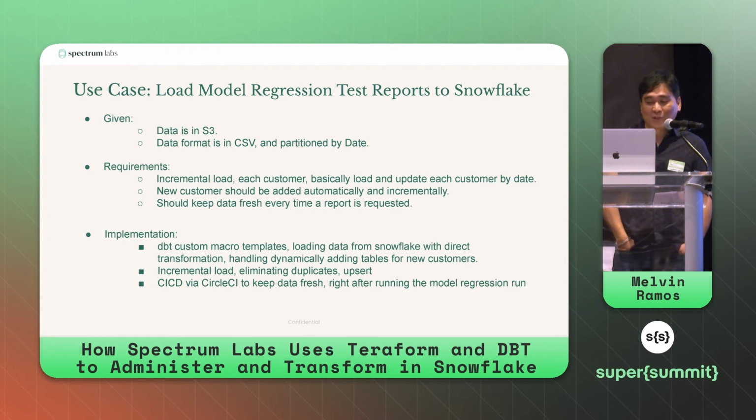So these are the requirements from one of our users. She needs the data loaded for each customer, automatically loaded once the report is run, and incrementally for some of the reports that she needs, right? So again, like I said earlier, we used the DBT macro templates, Snowflake, all the direct transformation and whatnot, and incremental loading. We use the merge command from Snowflake.